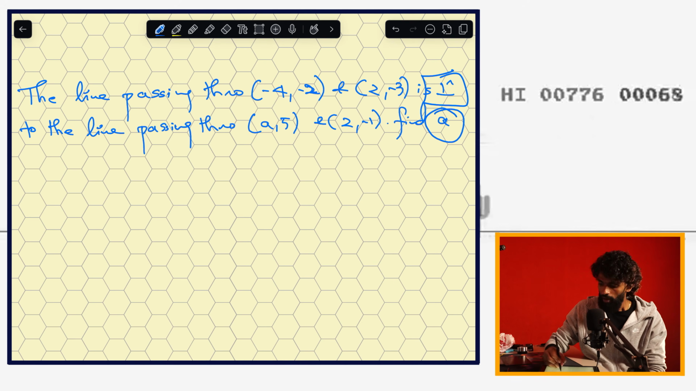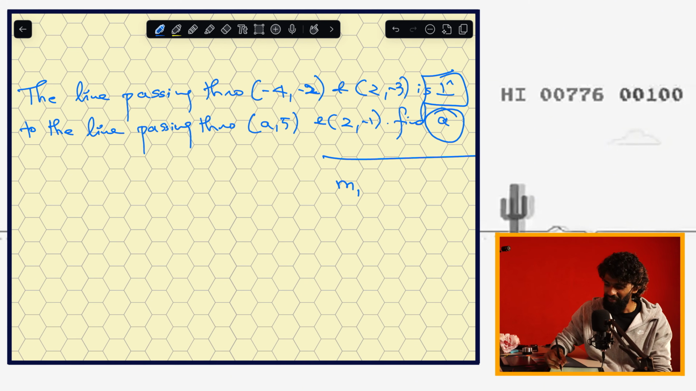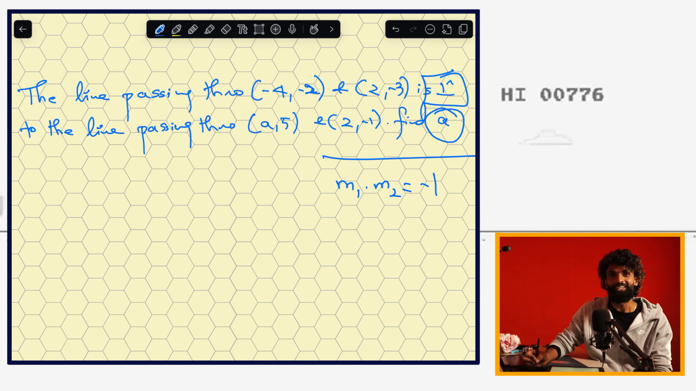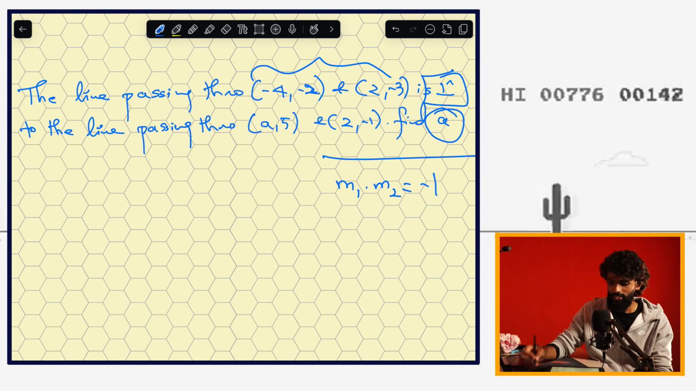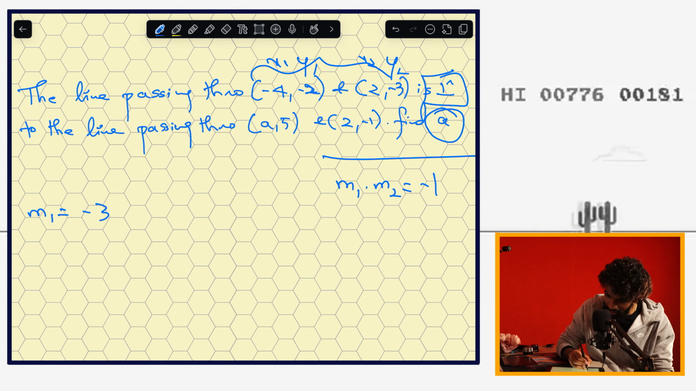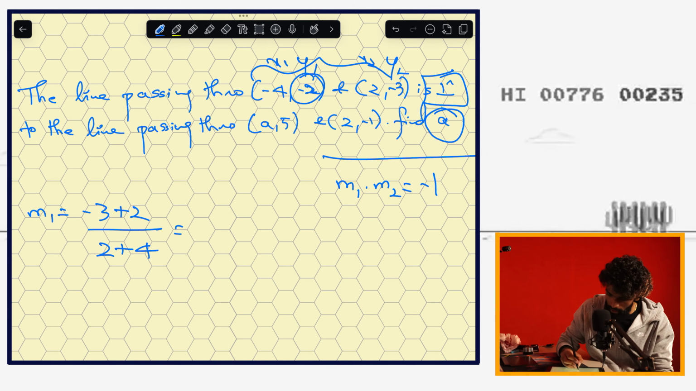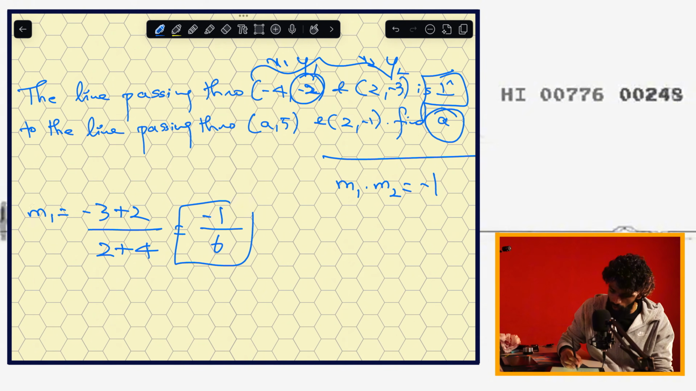Perpendicular. If lines are perpendicular to each other, then what do we know about the slopes? In the previous video, we learned that m1 dot m2 will be equal to minus 1. We'll have to find the value of m1 and we'll find the value of m2. m1 using the first set of points, x1, y1, x2, y2. m1's value is y2 minus 3, minus of minus 2 becomes a plus 2. I'm going fast here, I know that. x2's value is 2, minus of minus 4 is plus 4. The answer is minus 1 by 6. I've got the answer as m1.